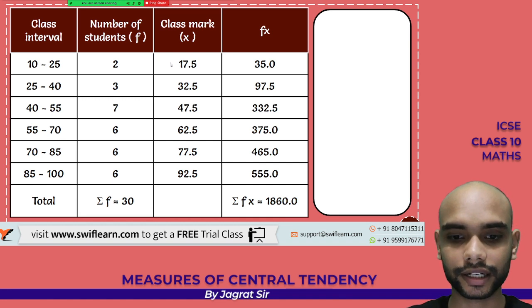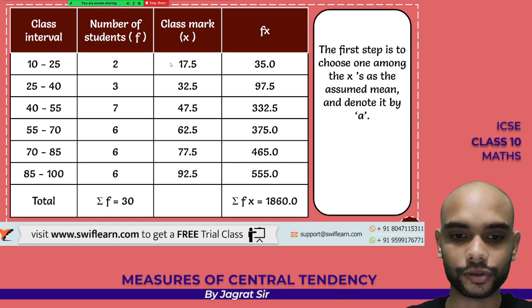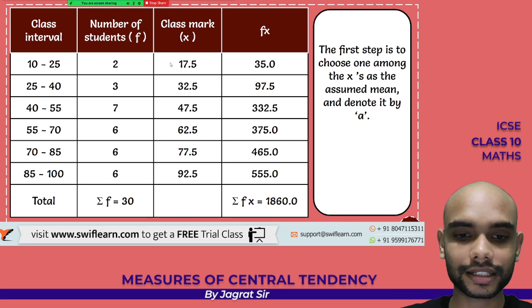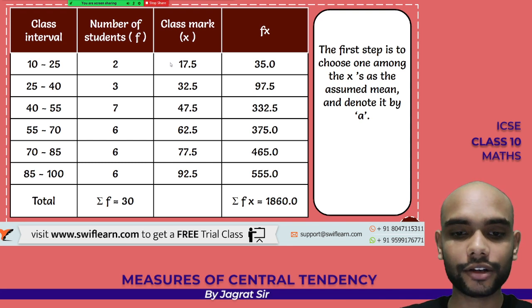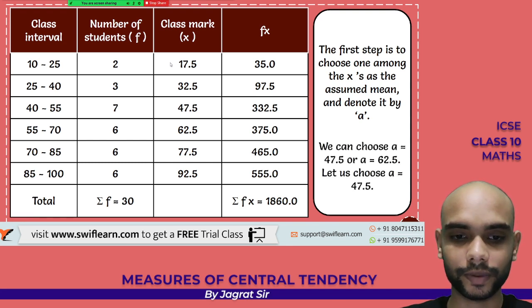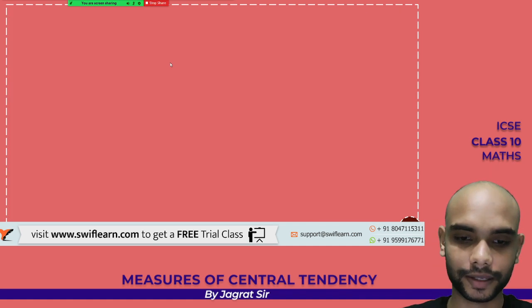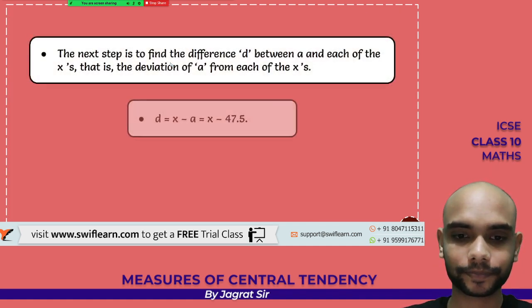So let's take the question from the previous slides. See, the numbers are bigger here, right? So that's why we will take an assumed mean. How to take an assumed mean? What did I tell you in the last slide about how to take an assumed mean? Count: 1 2 3 4 5 6, there are 6, so take the middle two, 47.5 and 62.5. Any two of them can be your assumed mean. So we are going with 47.5. You can go with 62.5 as well. It's completely up to your understanding.